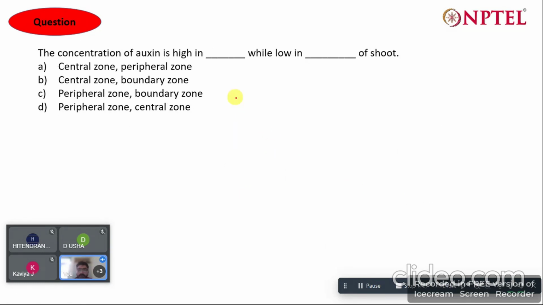So the concentration of oxygen is high in dash while low in dash of shoot. Options: central zone or peripheral zone, central zone or boundary zone, peripheral zone or boundary zone, or peripheral zone or central zone. So can anybody take a guess? Peripheral zone, central zone, sir. Okay, any more guesses?